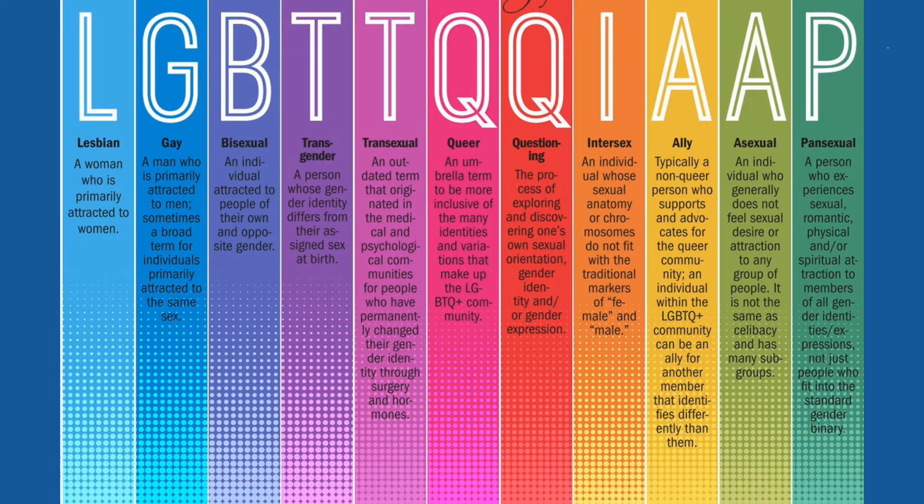A could stand for ally or asexual. An ally is typically someone who is non-queer who supports and advocates for the queer community. Asexual is an individual who generally does not feel sexual desire or attraction to any group of people. P stands for pansexual, or a person who experiences sexual, romantic, physical, and/or spiritual attraction to members of all gender identities and expressions.